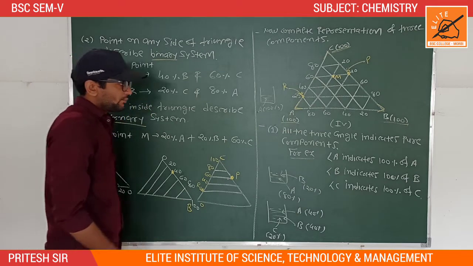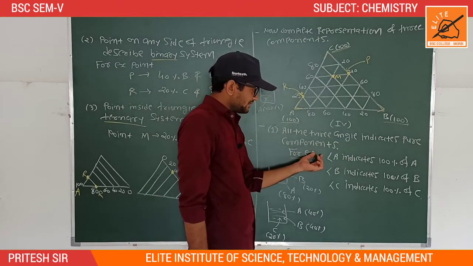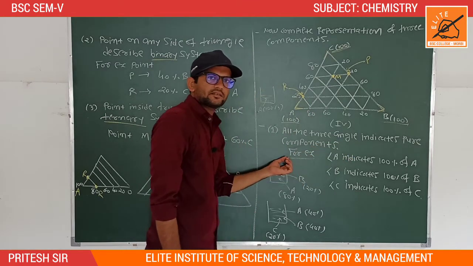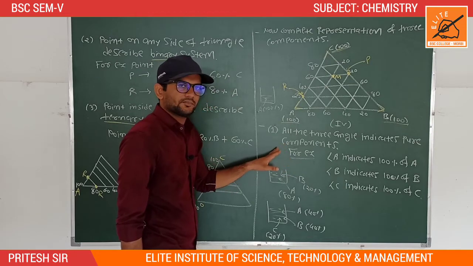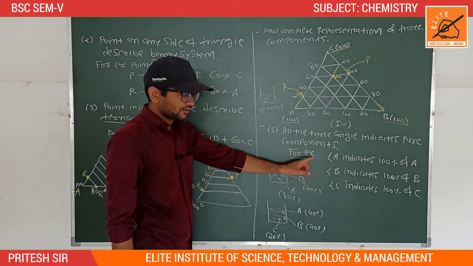The first one is a point at any corner, which indicates a pure component. It means 100% pure component is present in your system. It means it is only a single component or one component system.